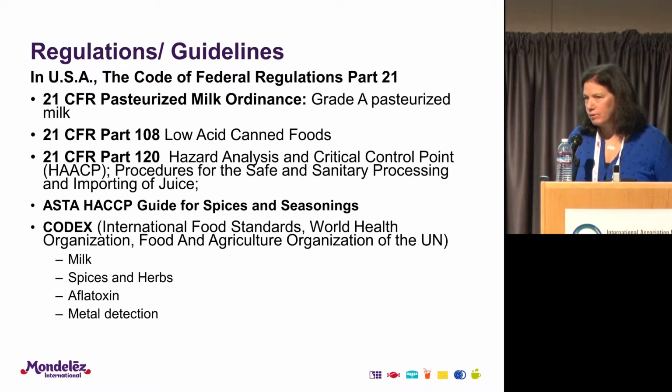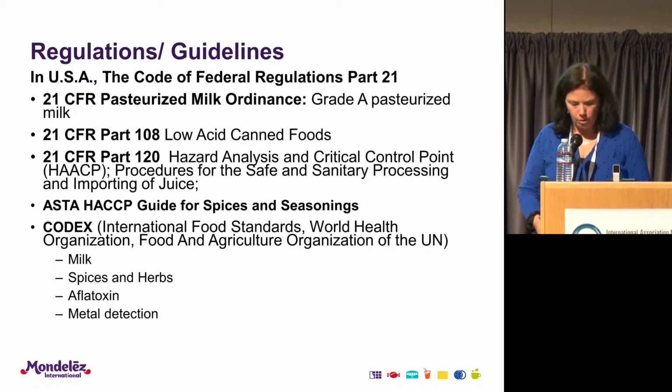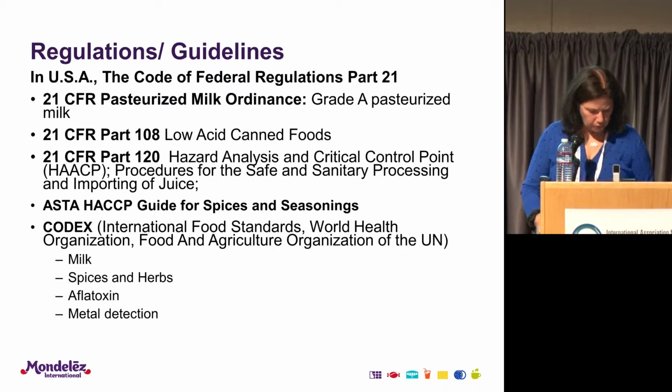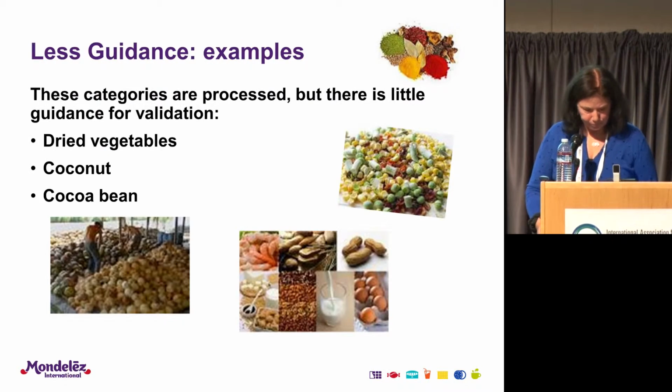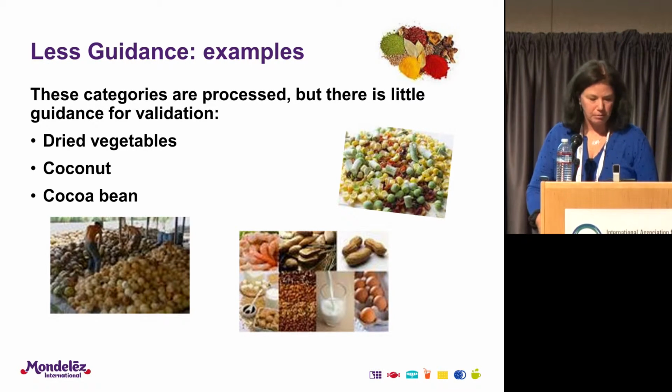Also, in the back of this document are some examples for validation, and those examples include looking at sanitation methods, looking at labeling, looking at aflatoxin control. So that's a really good document to look at. There are some examples of food categories with less guidance, and these categories are processed, but there's very little guidance for validation. And these categories include dried vegetables, coconut, cocoa bean. Those are just some examples.